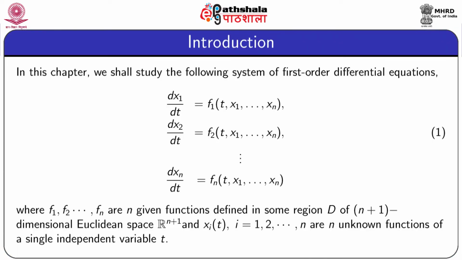of the solution. In this chapter, we will study the following system of first order equations of the form dx1/dt equal to f1, which is a function of t, x1, x2, ..., xn; dx2/dt equal to some function f2; ... dxn/dt some function fn, which is again a function of t, x1, x2, ..., xn, where f1, f2, ..., fn are n given functions defined in some region D of (n plus 1)-dimensional Euclidean space, and the xi's, i equal to 1, 2, ..., n, are n unknown functions of a single independent variable t.